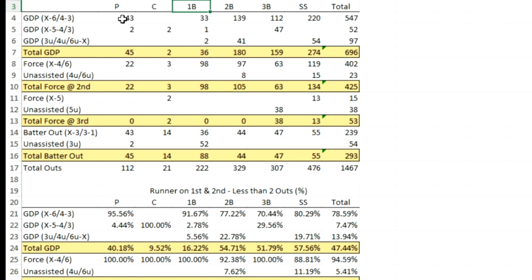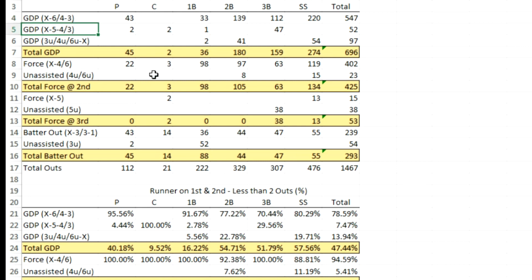So you have the raw numbers up here for each type of play. For example, the upper section here is ground double plays. So you have just your standard whatever fielder to 6 or 4 to 3, the traditional standard double play.